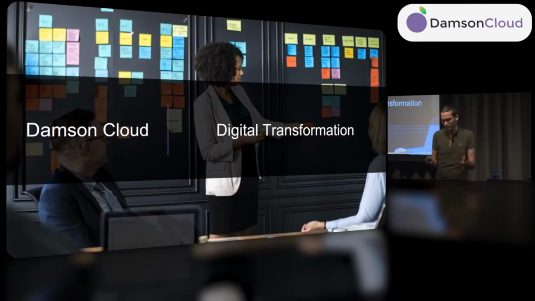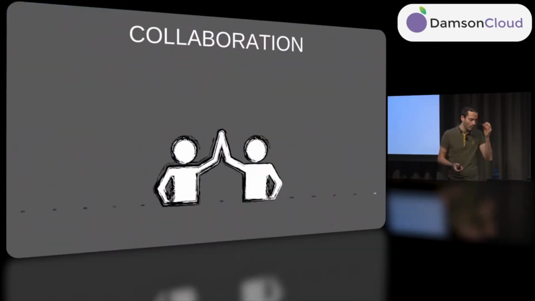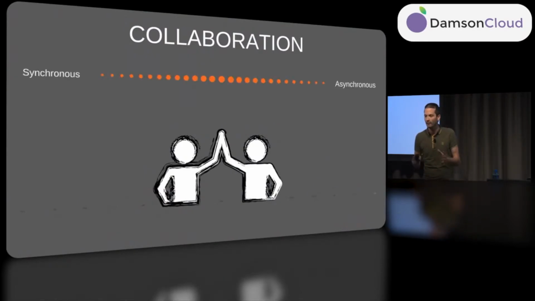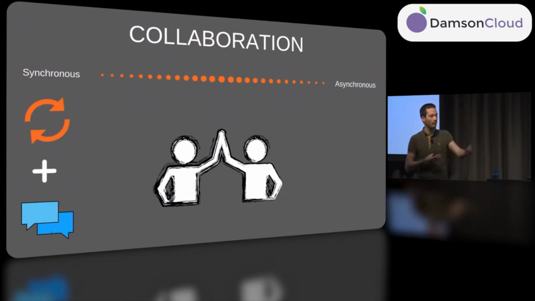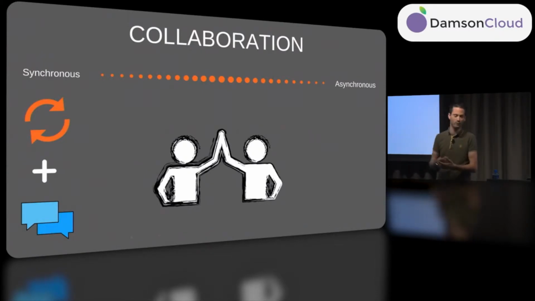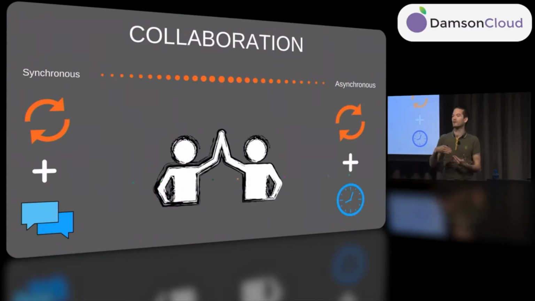So, digital transformation. When we think about digital transformation, a lot of us are kind of focused on collaboration. That's primarily what we're looking at. And collaboration comes in these two extremes: synchronous collaboration and asynchronous collaboration. Synchronous collaboration is live collaboration, like what we were doing earlier on when you were sharing ideas and we were writing stuff up on the Jamboard. And asynchronous collaboration is collaboration with a time delay.